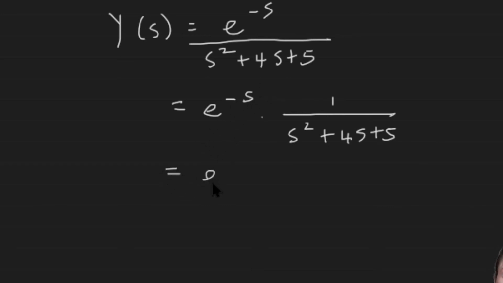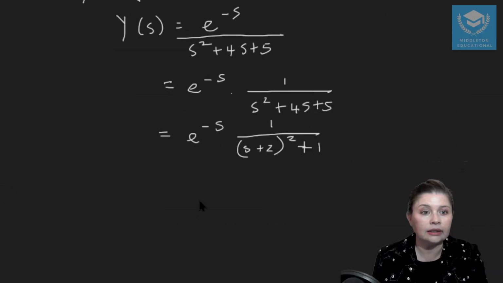Now, if you look at this fraction, we always start with our denominator. So the denominator here is a trinomial. You can't factorize this, which means you need to use completion of the square. So that is going to be equal to s plus 2 squared plus 1.